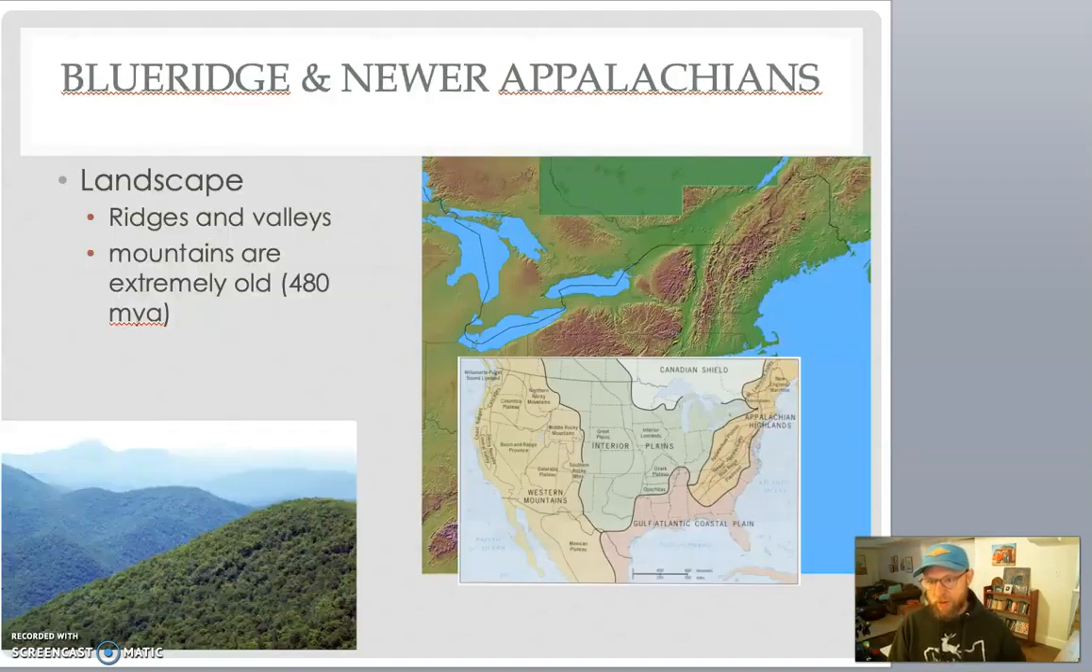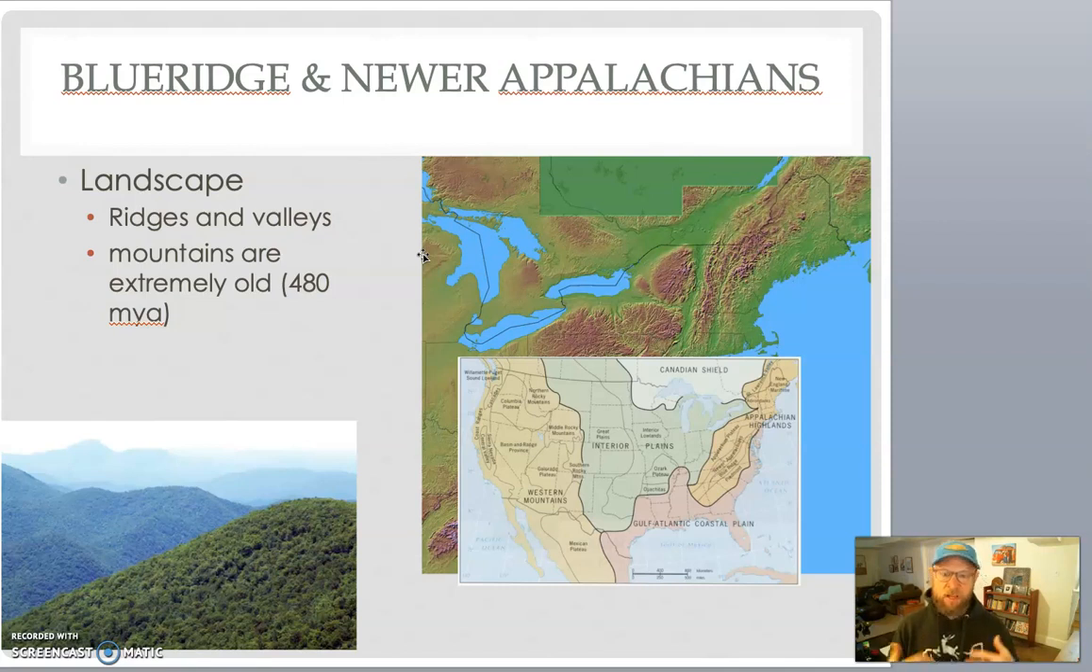Okay, so now let's move on to the Blue Ridge and the newer Appalachians. So again, I've combined two physiographic regions here, just like I did in your analysis. Lots of ridges and valleys like you would expect in a mountain range. But if you haven't been to the US, don't expect it to look like the Rockies. This mountain range is much older, so roughly 480 million years old.